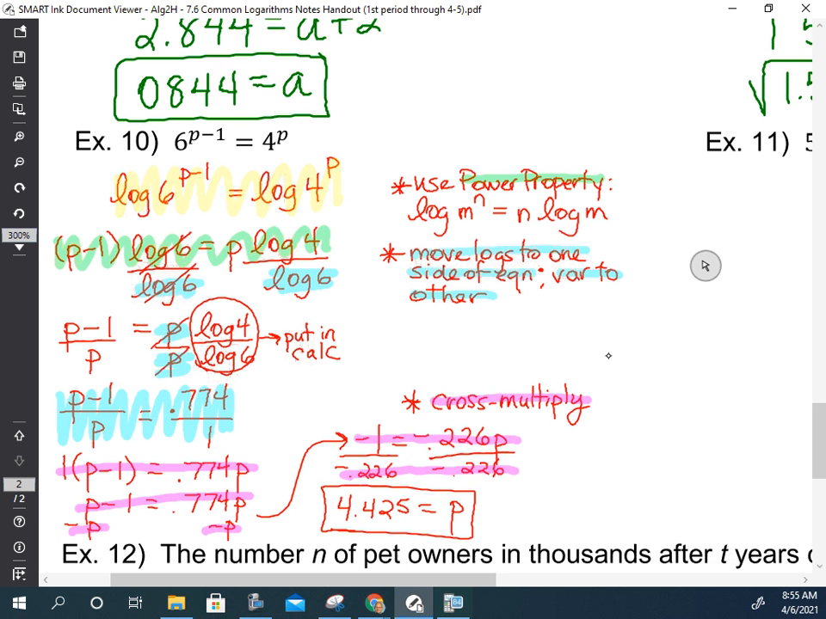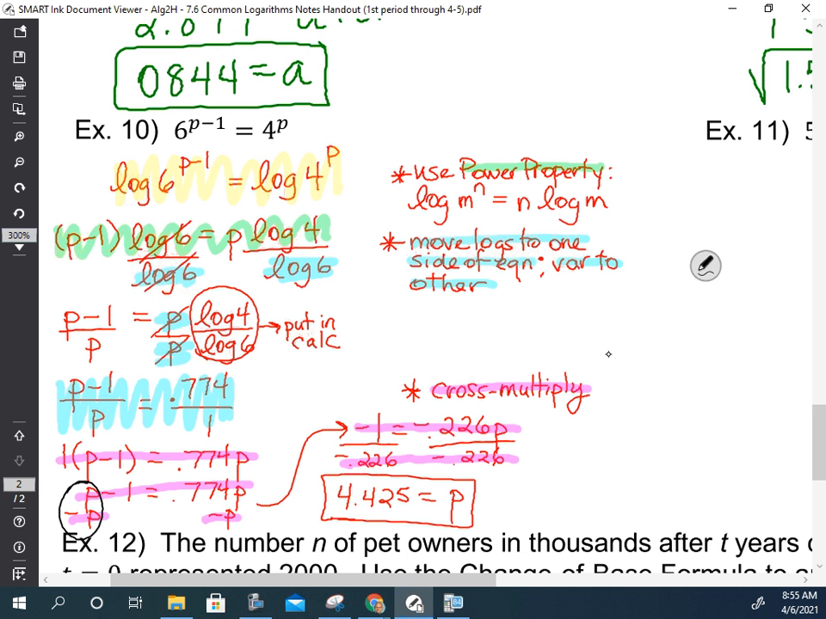So we got that after we subtracted p on both sides. So 0.774 minus 1. Minus p is the same thing as negative 1. So 0.774 minus 1 gives you negative 0.226. Verify that just to make sure I didn't screw up. So, good question there. Appreciate that. Anyone else with questions on example 10?